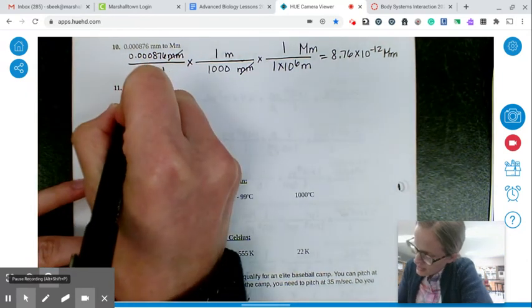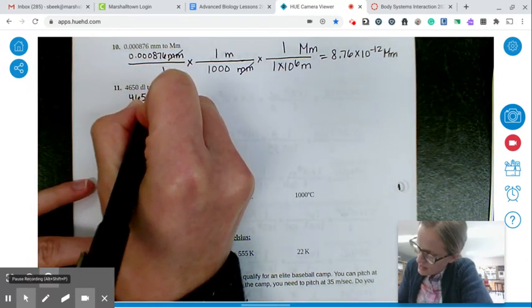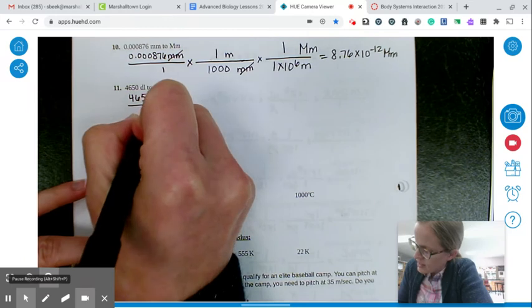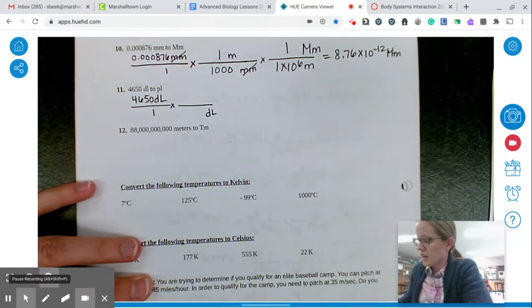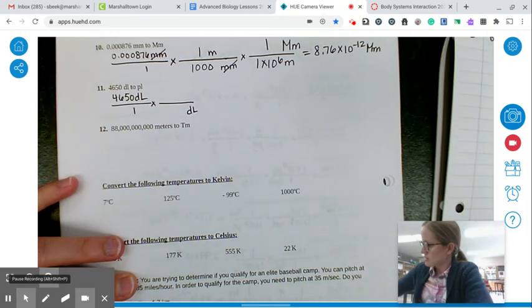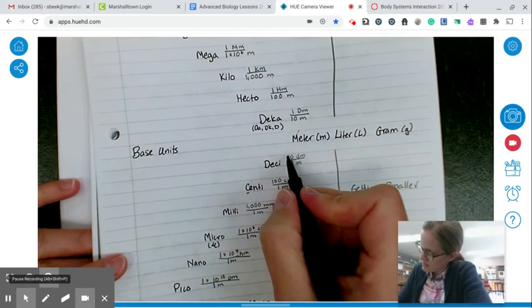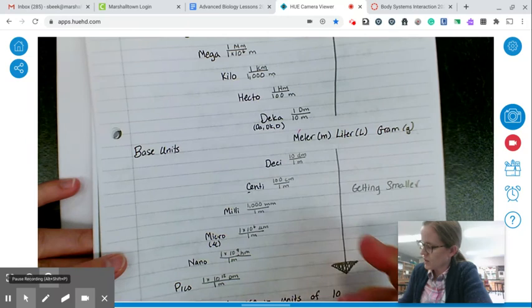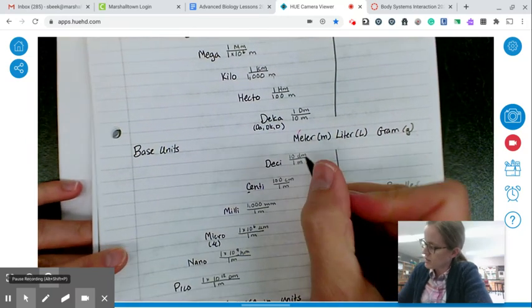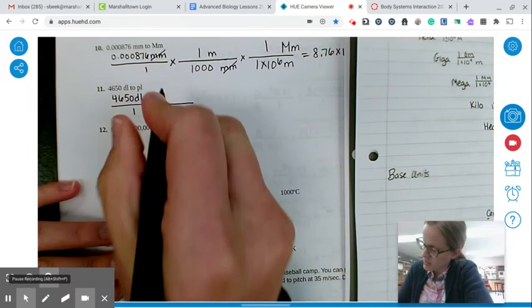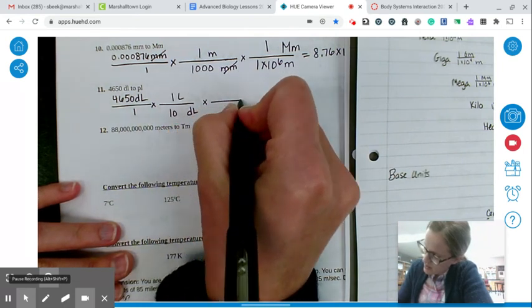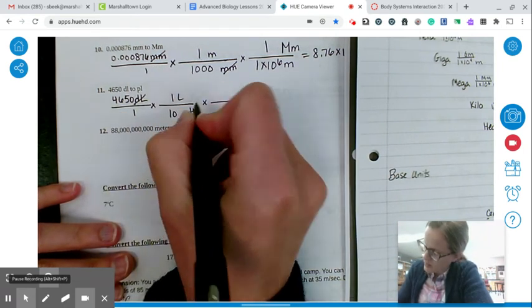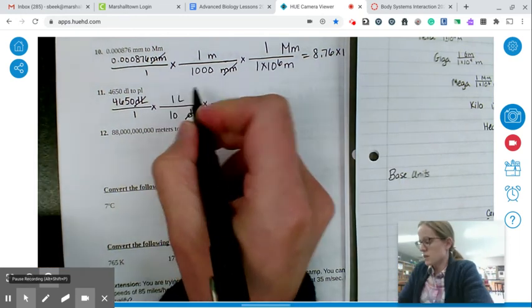All right, the next one, same thing, deciliters, and then also deciliters down here. And then look up deciliters. There are 10 deciliters in 1 liter, except I'm going to flip it. So I'll put my 10 deciliters on the bottom and the liter on top. And then now I'll move my liters to the bottom.